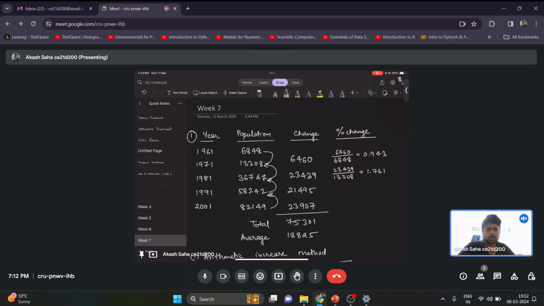I hope you have been able to find out the percentage change. So for the other 2 years, it will be 0.585 and then 0.410. Now we have to find the geometric mean of these percentage changes. If we find the geometric mean, it will be equal to around 0.795. Okay, so this is my geometric mean.